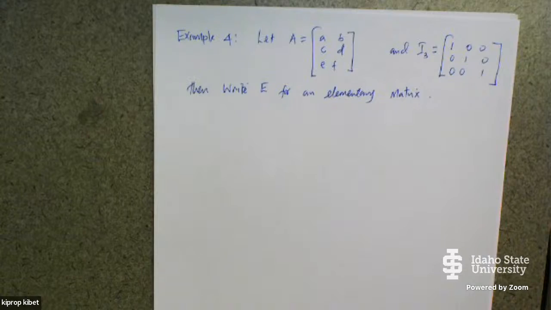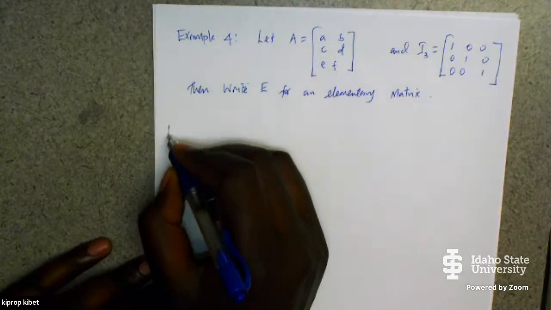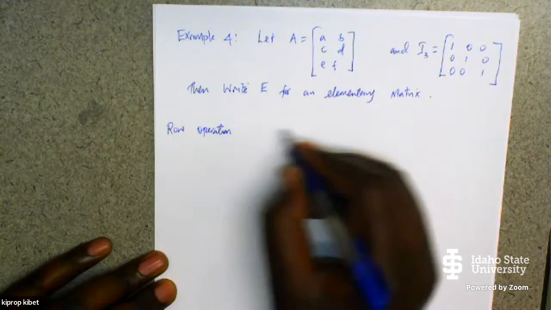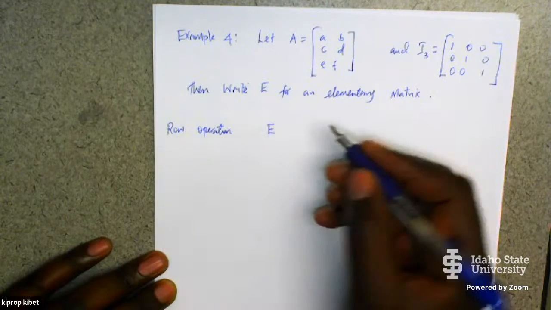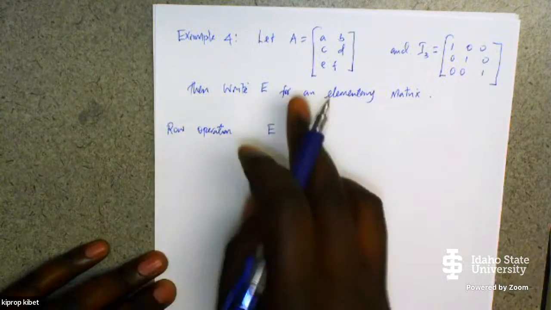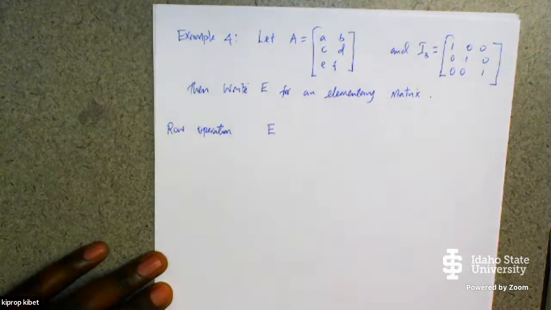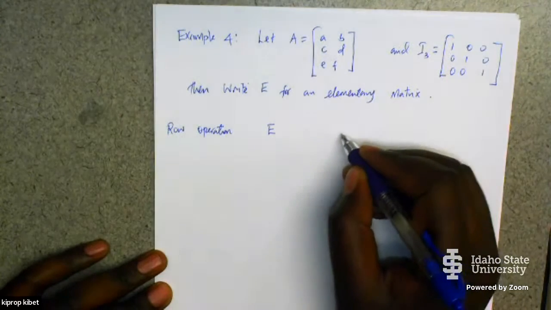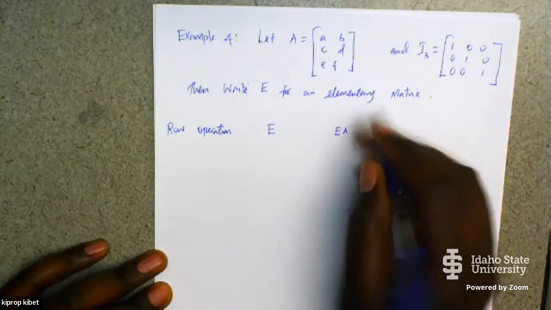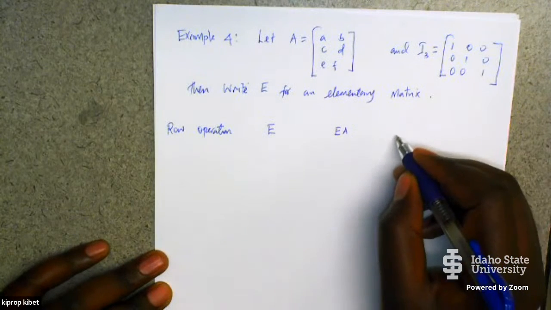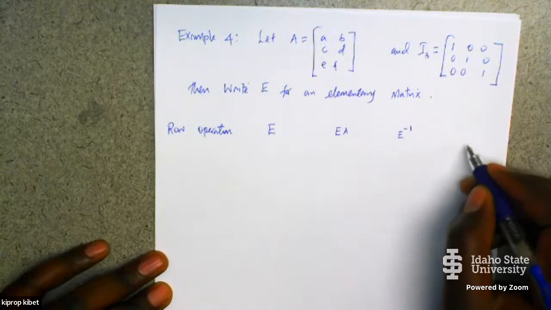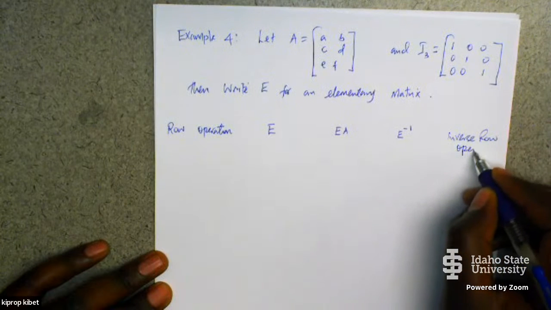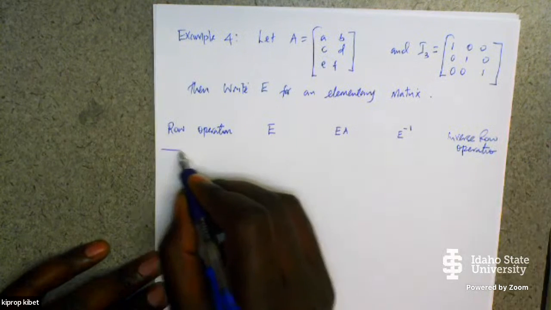Now, let's take the row operation. And then let's take our E here, which means E is the elementary matrix, which you get by doing the elementary row operation. Let's take this one as E, and then we multiply by this A here. And then let's get the E inverse, and then let's get the inverse row operation. So let's make a table.